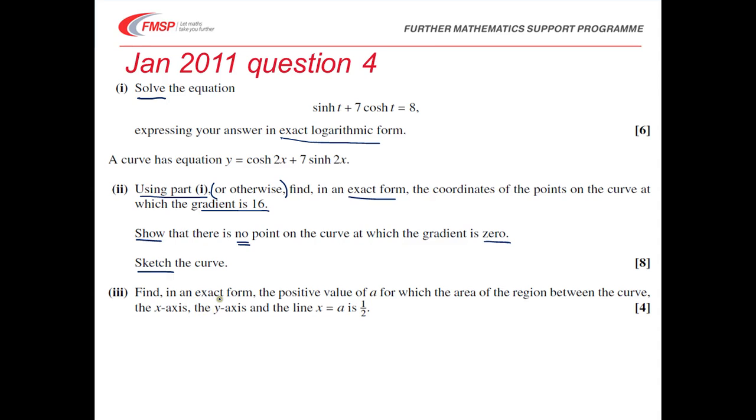Finally, we've got to find, again in exact form, the positive value of a, for which the area of the region between the curve, the x-axis and the y-axis, and the line x equals a, is a half.